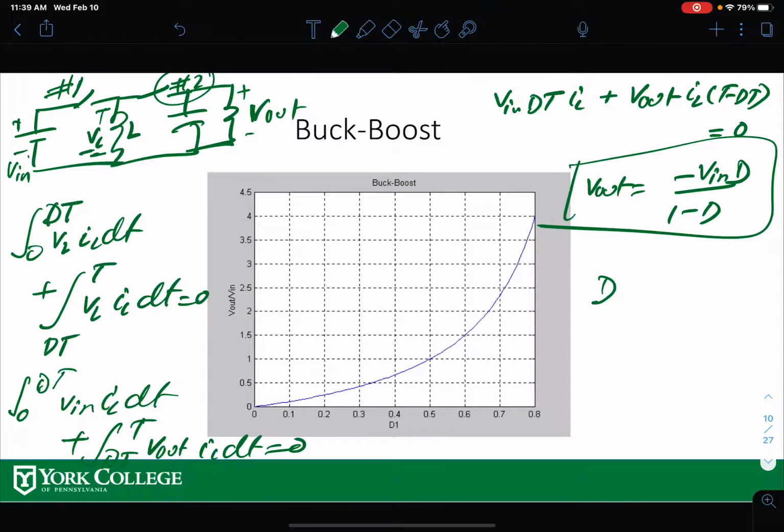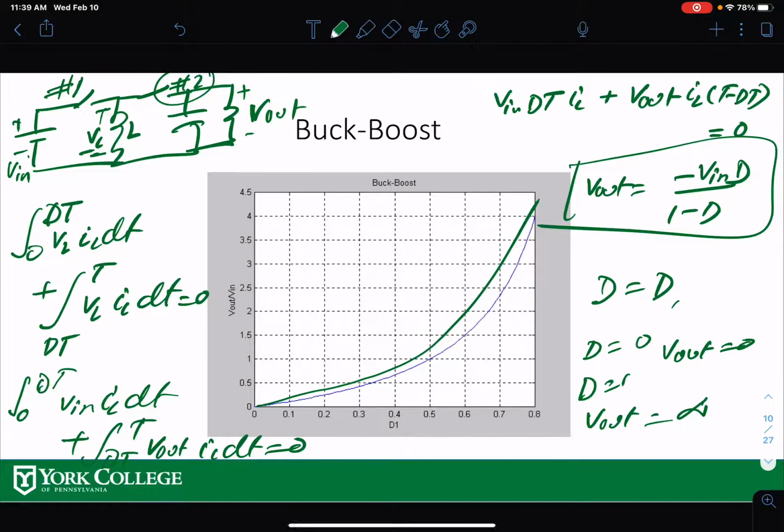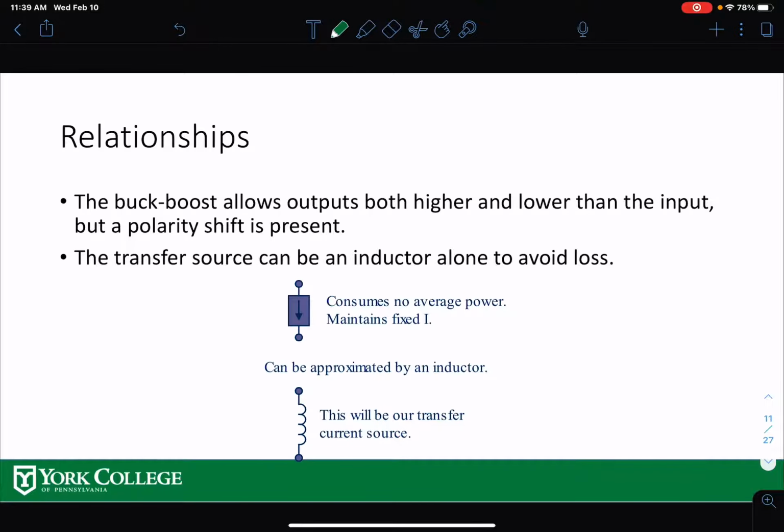So the same equation where d is equal to d1, right? If you plot it, this is what happened: the voltage goes up, up, and up. If your d is 0, that means V out should be 0, right? If d is 1, look here, V out is infinity. Can you see that? If d is 1, V out could theoretically be infinity. All right, so now we have seen that.